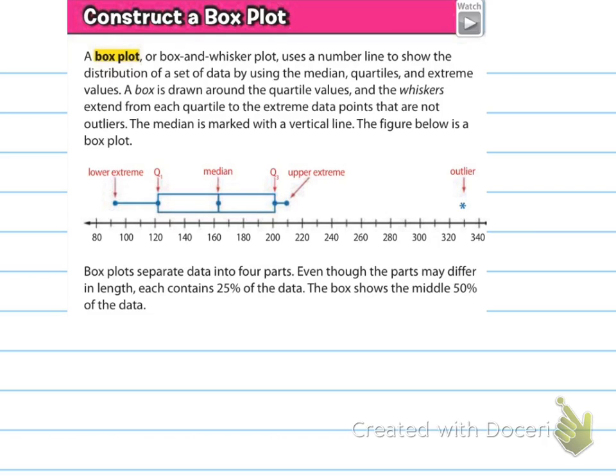Okay, so a box plot separates data into 4 parts. Even though the parts may differ in length, each contains 25% of the data. So you notice that this little space right here is 25% of the data. This big space here is 25% of the data. This space here, 25%. This space here. So notice that they're all different sizes. They're not all matching. That's not how percents work when we're talking about information, because of course it's not perfectly distributed amongst the data, okay? All right, and then the box always shows that middle 50%. Right here, from quartile 1 to quartile 3, always shows 50% of the data.